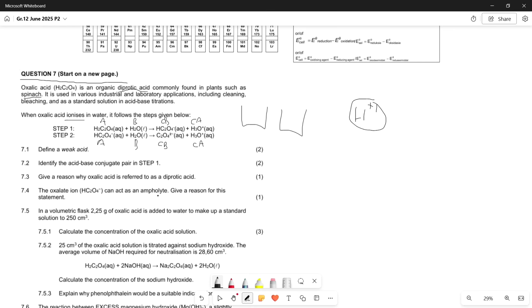So then from there, 7.1 says define a weak acid. Sometimes they start with Lowry-Bronsted, where we just talk about proton donors, proton acceptors.